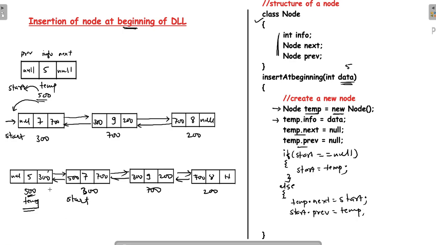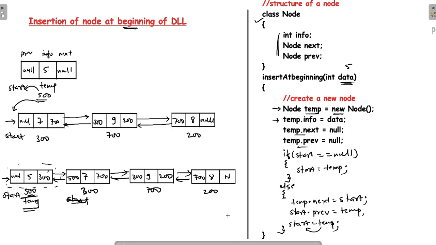So these two nodes are connected. Now you inserted a new node at the beginning. So who is your starting point now? This 500 is a starting point. So you need to assign this address to the start. So you will be writing start is equal to temporary. So what does it mean? The address of temporary is assigned to the start. So start is not here now. Start is at 500 and this is your starting point. So you just added the new node at the beginning of the doubly linked list.